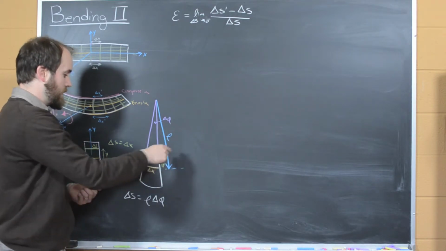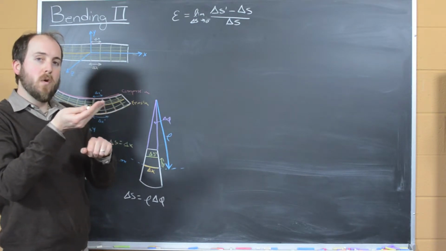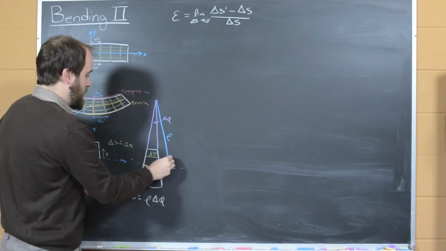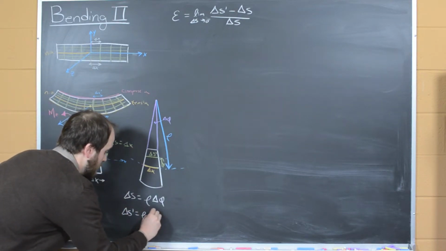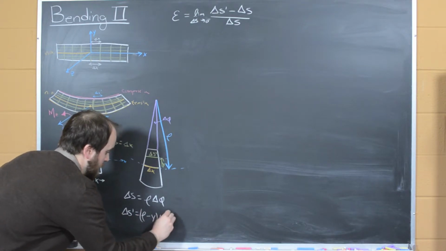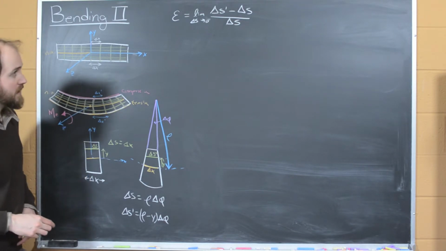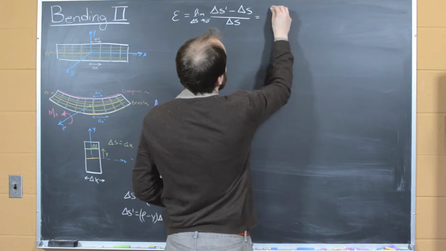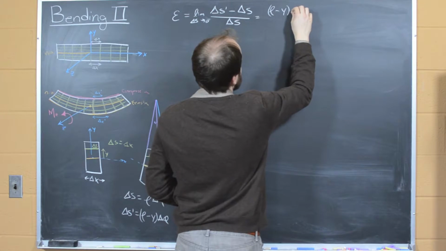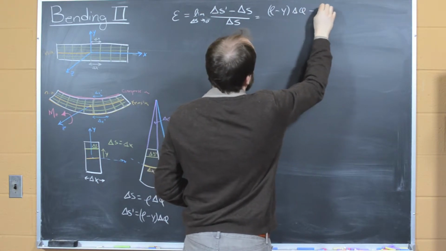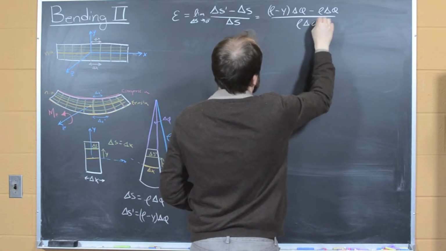And we can do the same thing at some point y. Now we have to account for the fact that if we move some distance y from the origin, this length is going to be shorter. And so that means that delta s prime is equal to rho minus y times delta theta. And now using these definitions of delta s and delta s prime, we can rewrite our strain as rho minus y times delta theta minus rho delta theta, over rho delta theta.